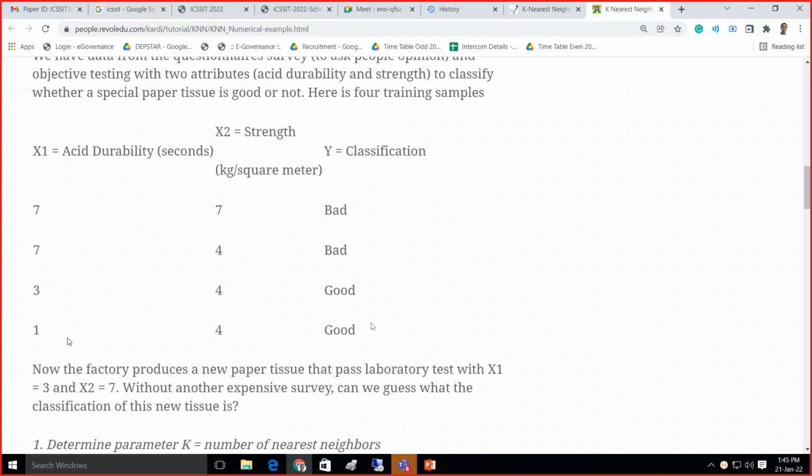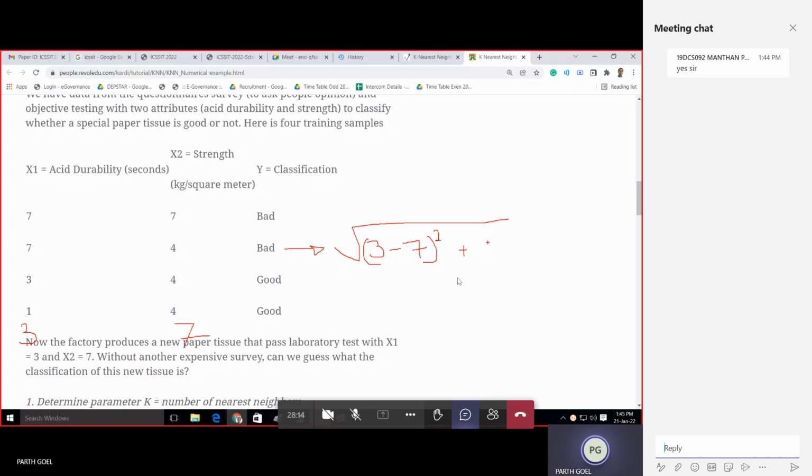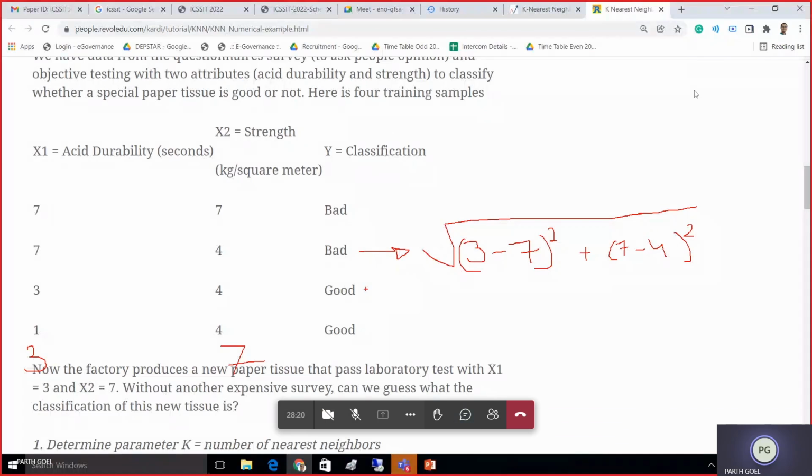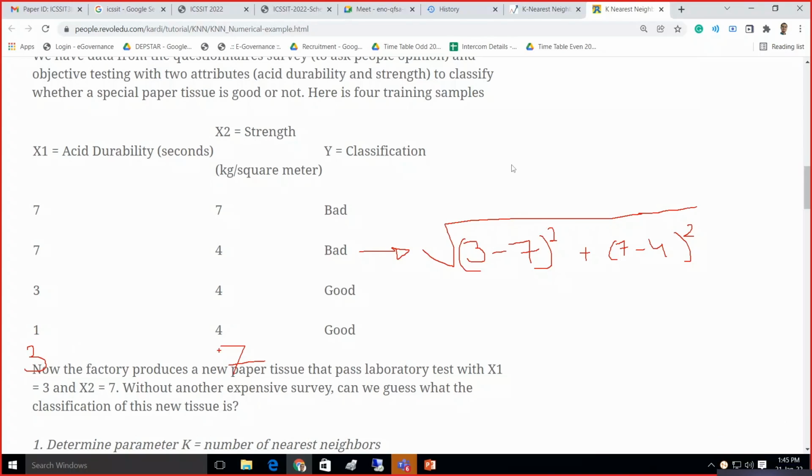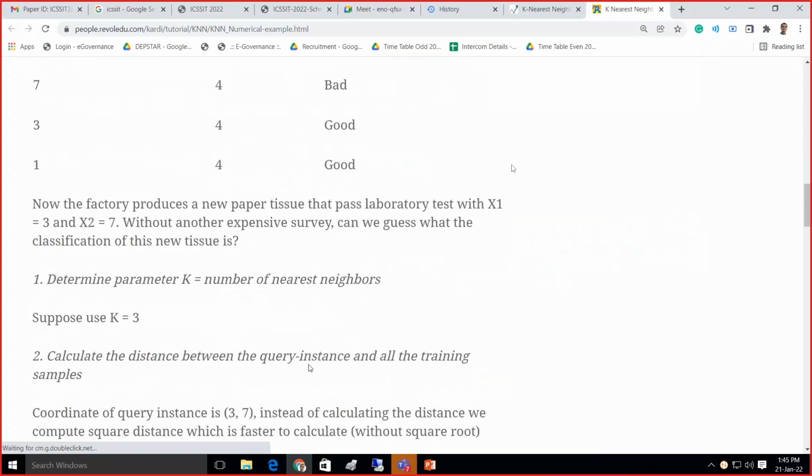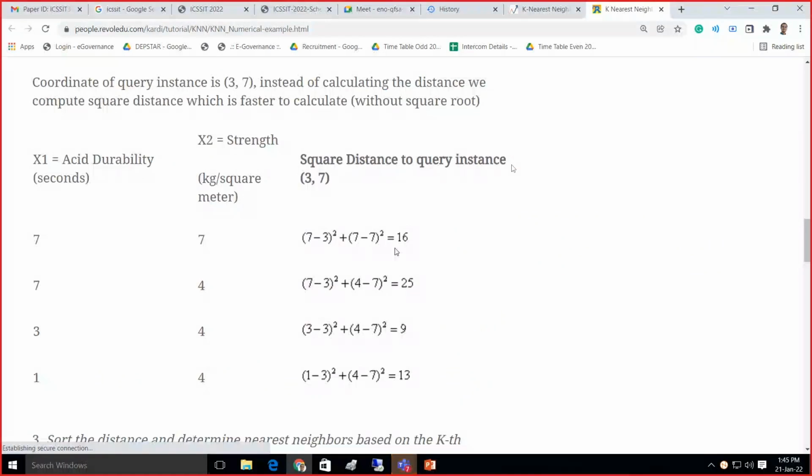So here we have 3 and 7 as the unseen sample. How can we calculate the Euclidean distance for these samples? It is (3 minus 7) whole square plus (7 minus 4) whole square. Right? So this is the answer. And similarly (3 minus 3) whole square plus (4 minus 7) whole square, or (3 minus 1) and (7 minus 1). This is how you can calculate the distance, and here it is given.